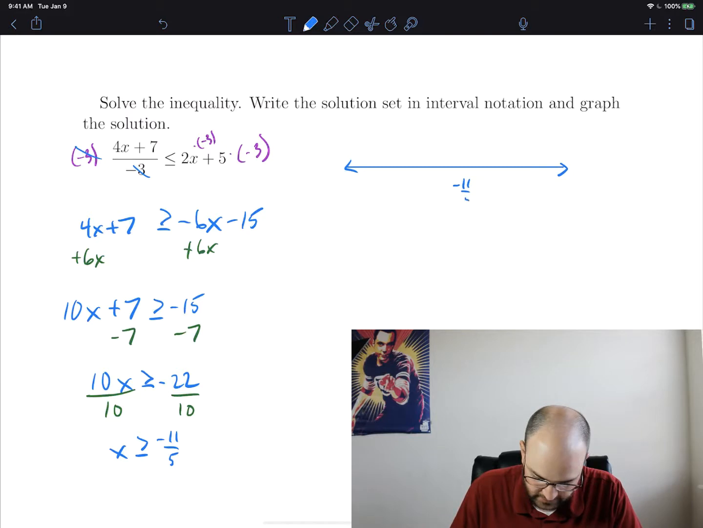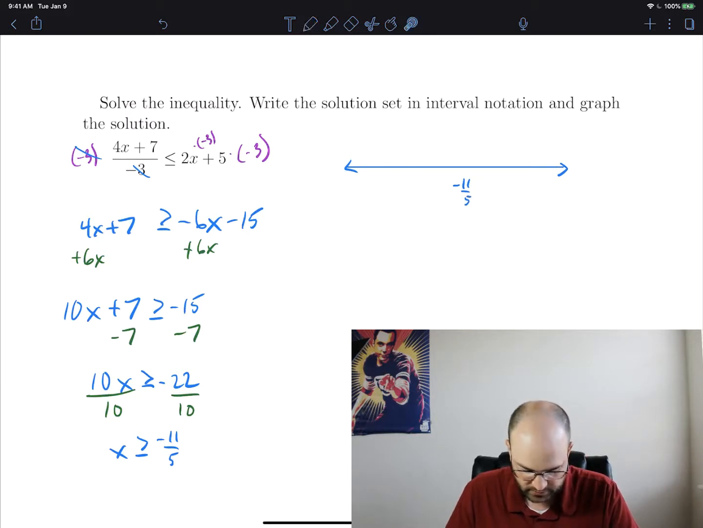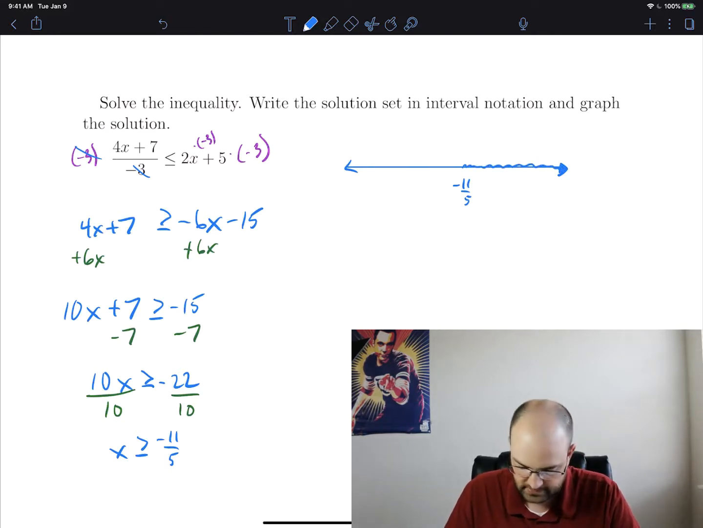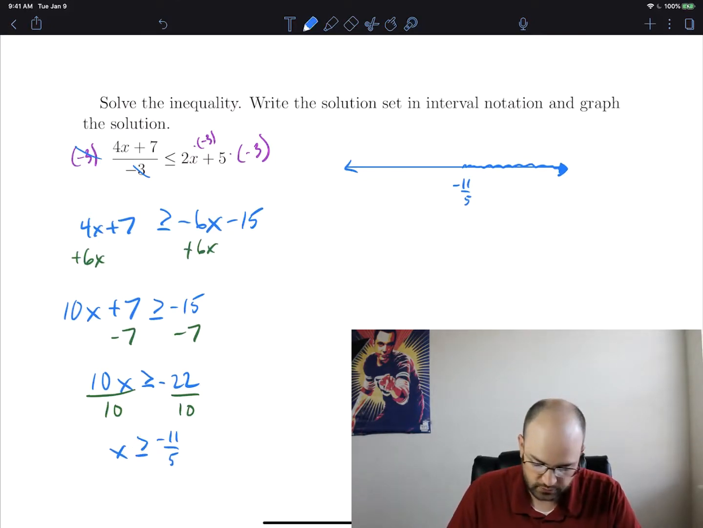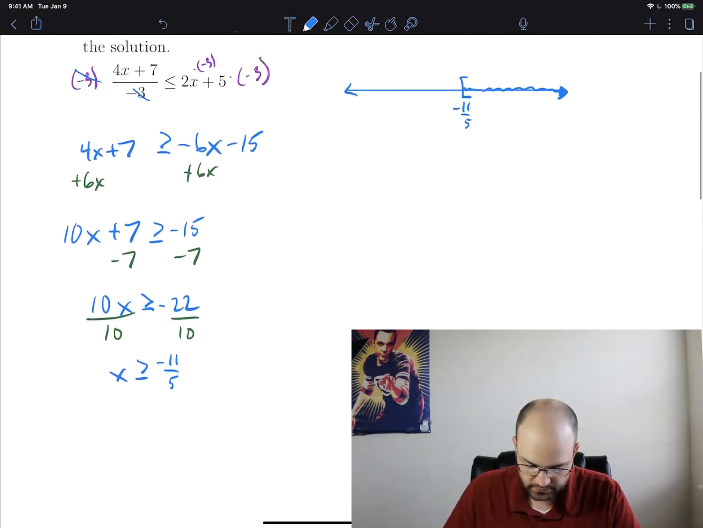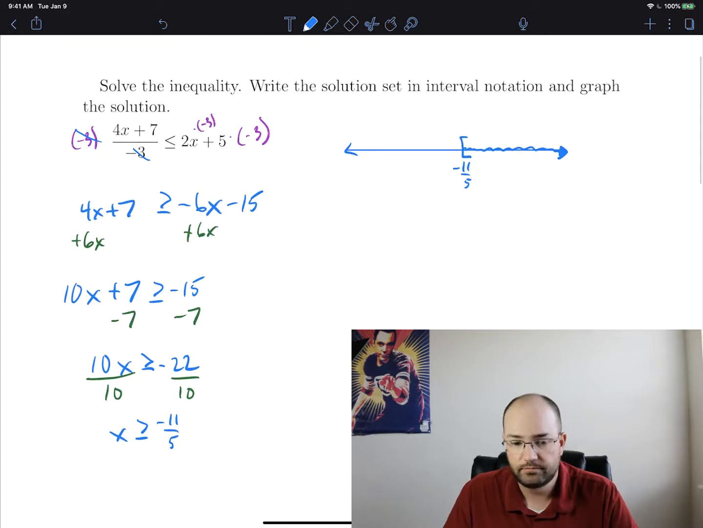We have -11 over 5 in the middle, and we're going to be shading to the right. Excellent. Now, should I use parentheses or square bracket? Because that is greater than or equal to, I should use square bracket. Oops.